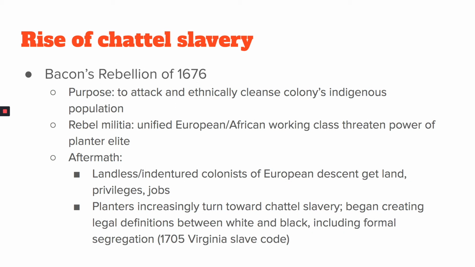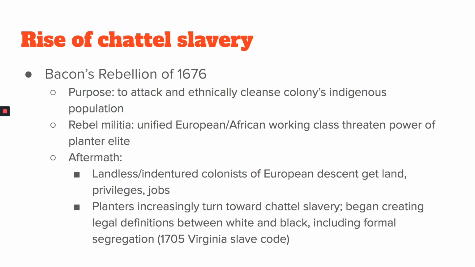Long story short, the rebellion fails. Bacon actually dies. The folks in the militia are rounded up and punished. And in the aftermath, what happened was the planter elite decided to think more strategically. And so they decided that these landless folks, once they get out of their contracts, were causing trouble. And because they didn't have land, they would get restless. And so they were a potential source of dissent.